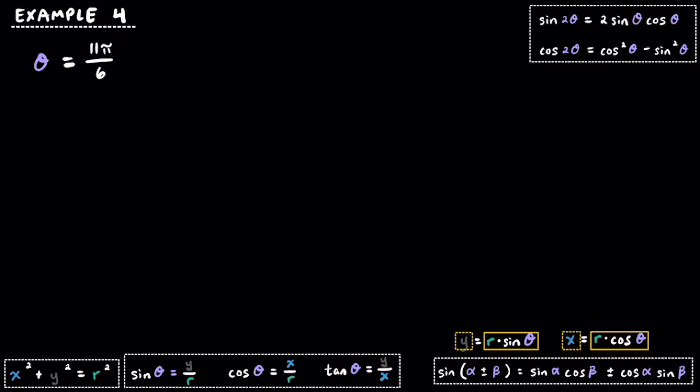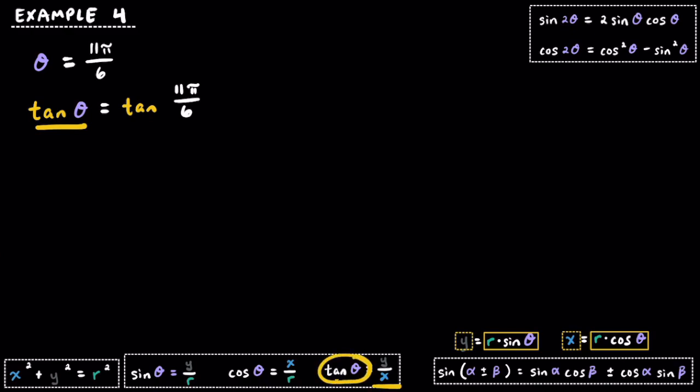For example 4, let's try the equation theta is equal to 11 pi over 6. Just like the last example, let's go ahead and take tangent of both sides since we just have a theta on the left side again. So we'll write tangent of theta is equal to tangent of 11 pi over 6. And on the left side, just like earlier, we can check to see if we have a substitution. Tangent of theta is just equal to y over x.